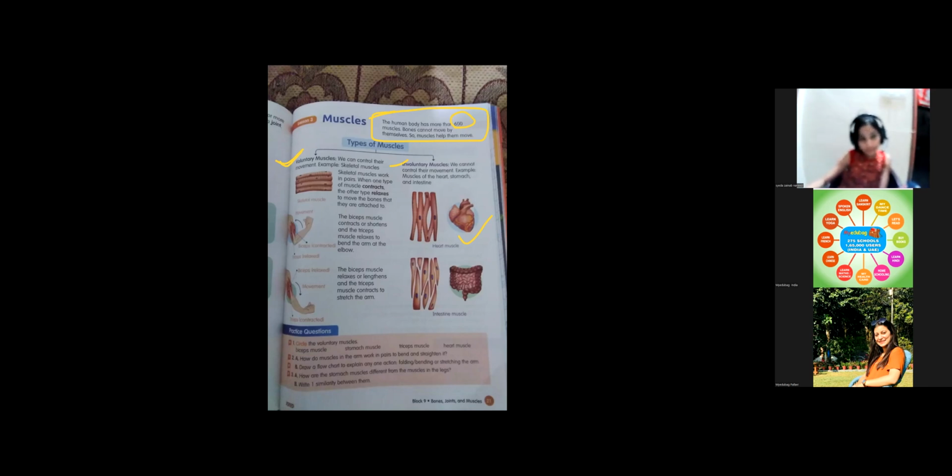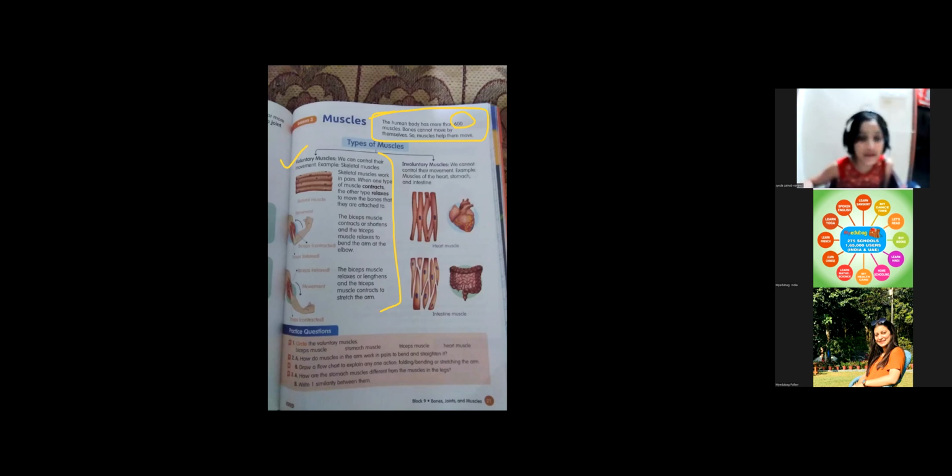Let us also read. Would you like to read from here? Yes, ma'am. Read this voluntary muscles. First read all these points, and then we'll move to involuntary. Voluntary muscles: we can control their movement. Examples: skeletal muscles. Yes, skeletal muscles.